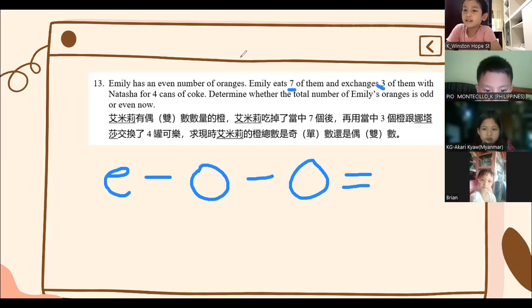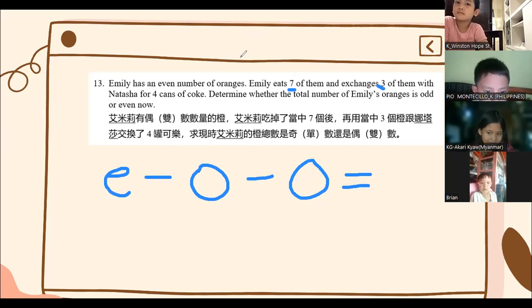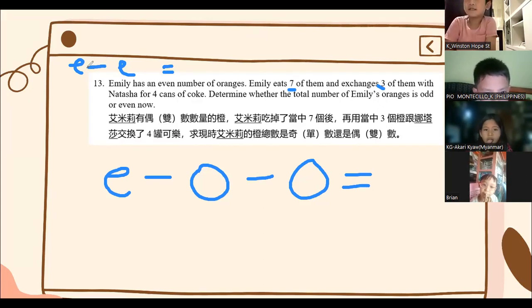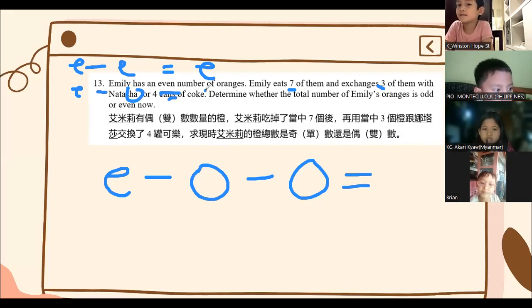Okay. Remember that to determine if your answer is going to be even, just by knowing if the numbers are even or odd, it's the same with the addition and subtraction, okay? Even minus even is what? What do you think is the answer? Even minus even. Even. Very good. It's the same with addition. Even minus even is even. Even minus odd. What would be the answer? Odd. Very good.